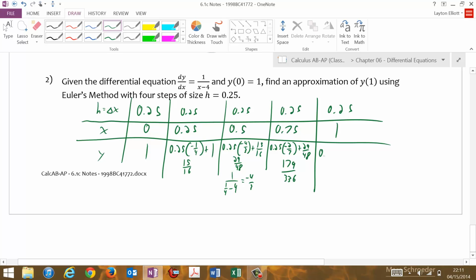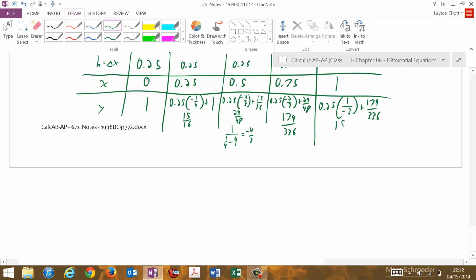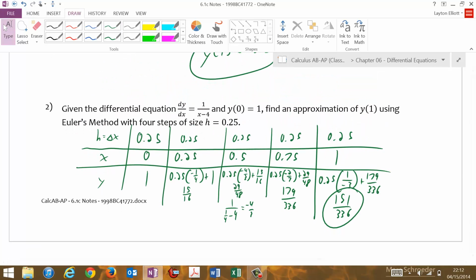And then lastly, we're going to do another step to get to x equals 1. And I have 0.25 times 1 over 1 minus 4 is negative 3, plus 179/336. Oops. And I end up with 151/336. And that's my final approximation of y of 1, because I've reached it. And it's still an approximation, but that's a very good one because I used a small step size. And we're done.